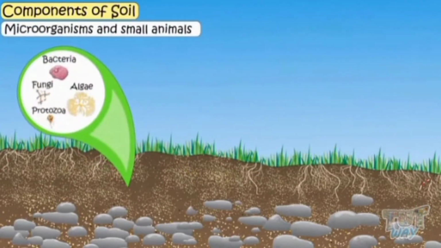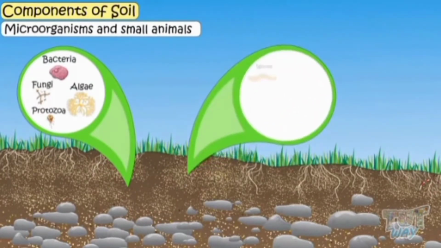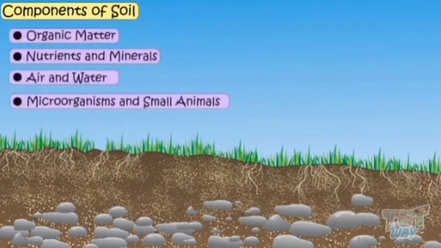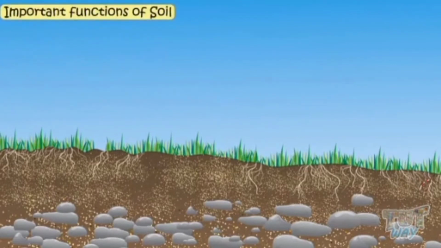Microorganisms and small animals. Small living organisms like worms, ants, termites, gastropods, arthropods, and nematodes are there in the soil. So kids, we learned the components of soil. Now let's learn some important functions of soil.